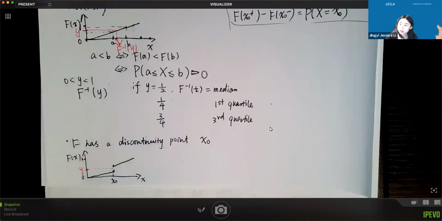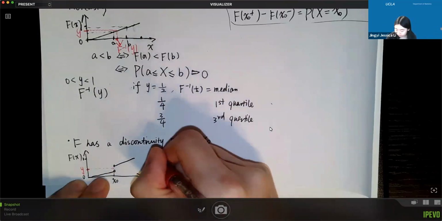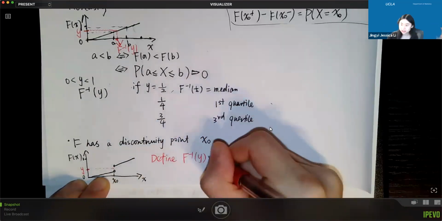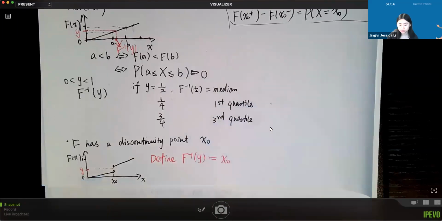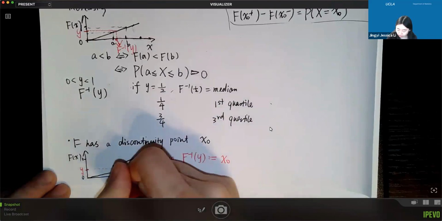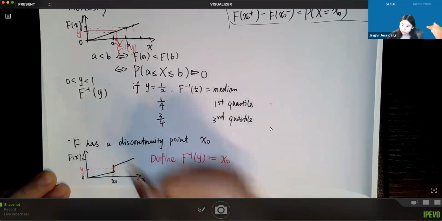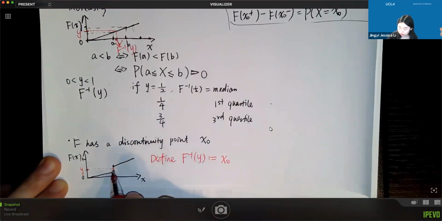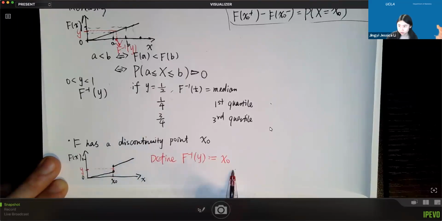In this case, mathematically, we don't have a good definition for the inverse. But we can actually arbitrarily define it. So whenever this happens, we would define this F inverse y to be, I'm writing this sign to mean it's our definition, x0. So for all the y's falling into this segment from the circle to the solid point, we will always define this inverse to be x0. And also, we are not reaching the circle. So basically we're going from the circle to the solid line in this whole segment, that is from 1/3 to 1/2, for this whole region of y. Its quantile is the same thing. It is x0. That's our definition.